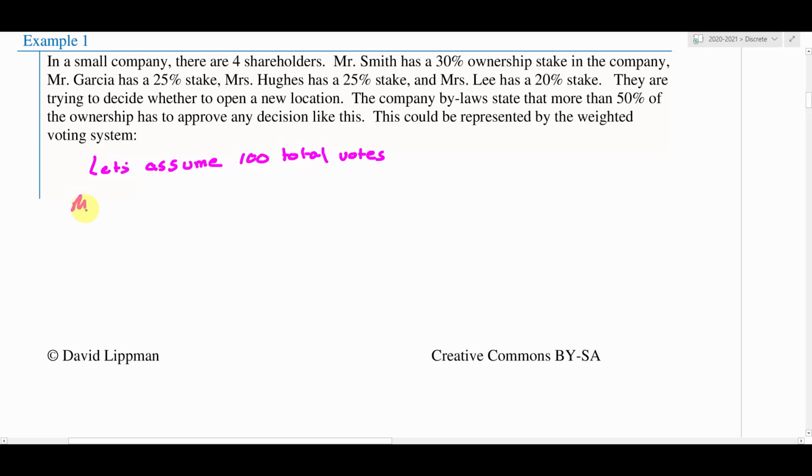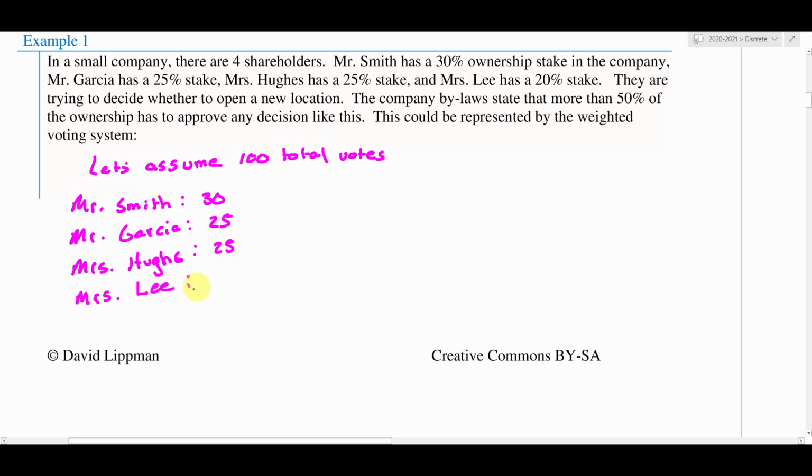And we know that Mr. Smith has a 30% ownership share, right? So that means he would get 30 of the 100 votes. That would be 30%. And you start to see why I chose 100 as the total number of votes here. All right, so Mr. Garcia, our next voter, he has a 25% stake in the company, so he's going to get 25 of those votes. And Mrs. Hughes, write these names down here. Mrs. Hughes is going to get 25 votes as well because she has a 25% stake. And Miss Lee gets 20 votes because she has a 20% stake.